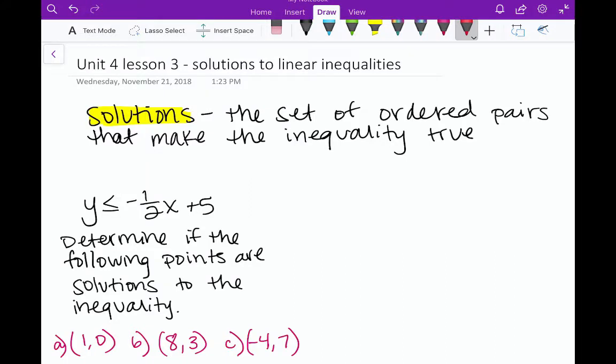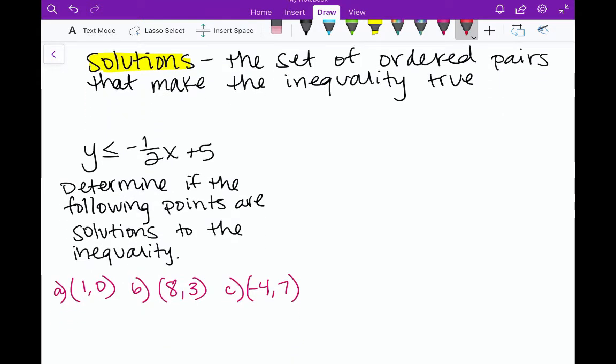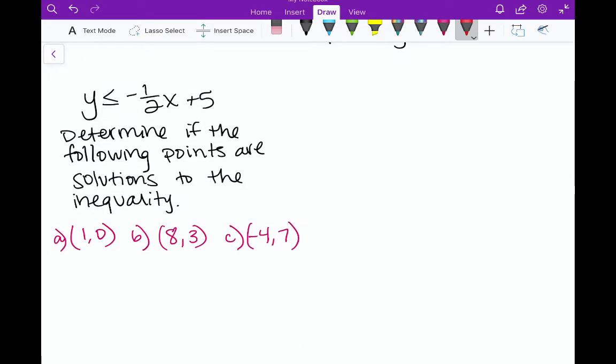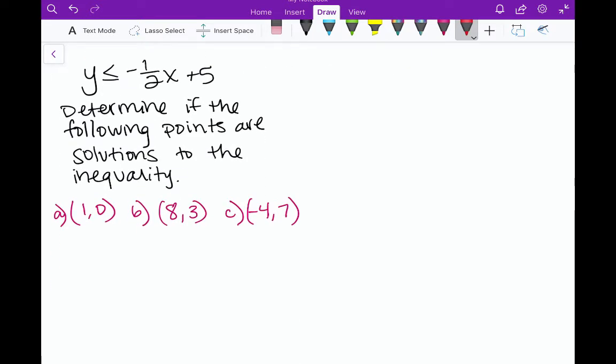In this video, we're going to look at solutions to linear inequalities. The solutions are the set of ordered pairs that make the inequality true. So we're going to look at a couple examples here. y is less than or equal to negative 1/2 x plus 5, and we need to determine if the following points are solutions to the inequality. One way to do that is simply by plugging it in.